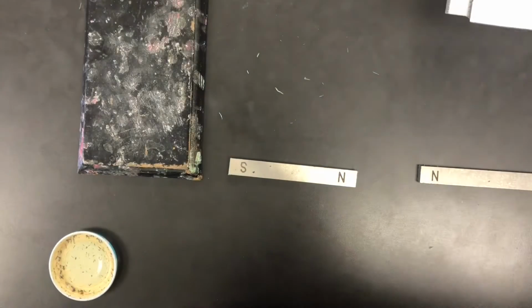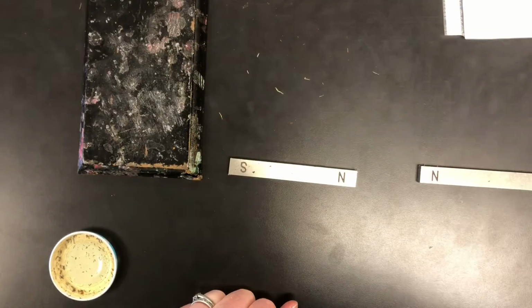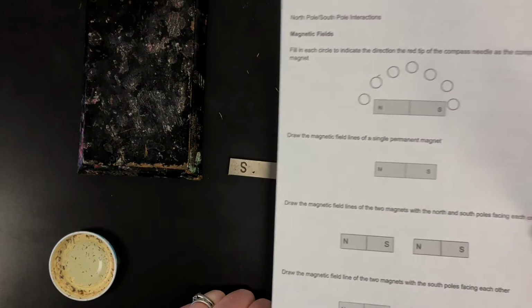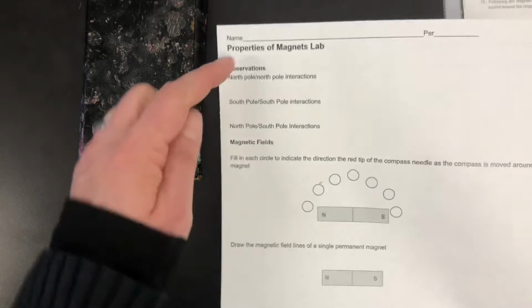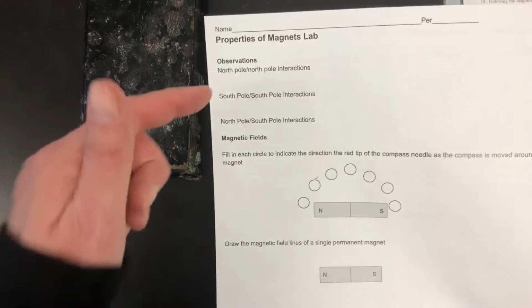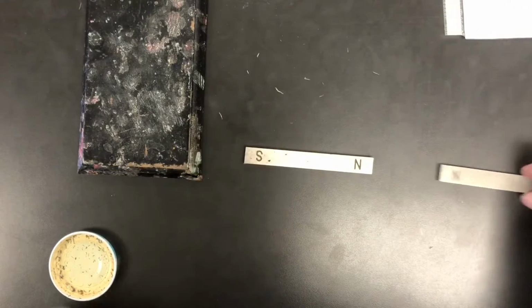Okay, so I'm going to follow, I have my procedures page. This is not in Google Classroom, but I'm going to follow through with your lab sheet, okay? And then you can answer these questions as we go. So the first part, what are our observations? First one is the North Pole interactions.